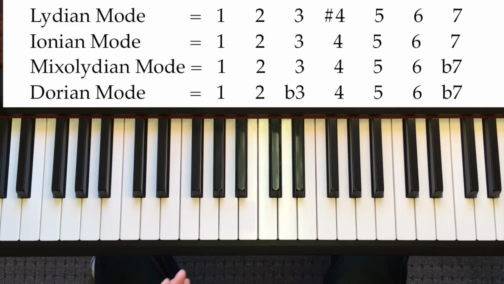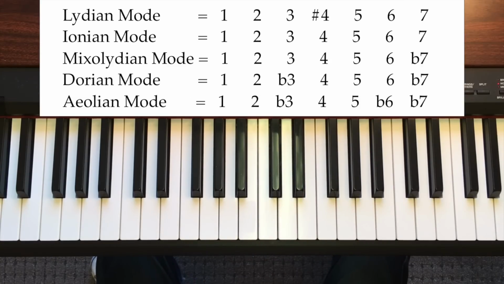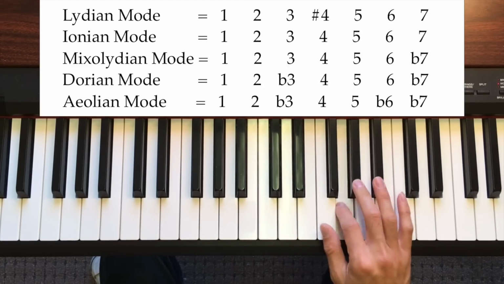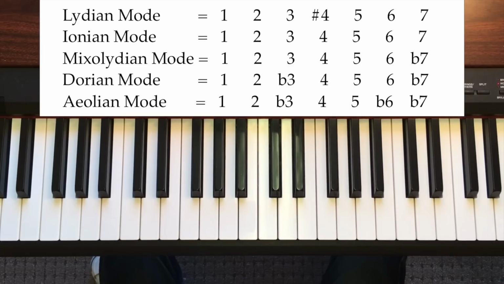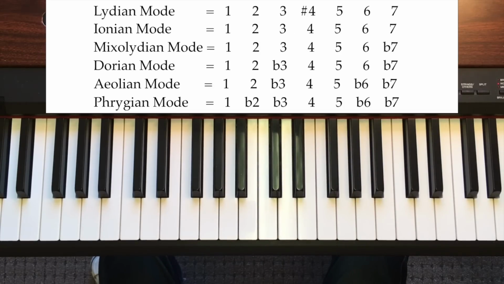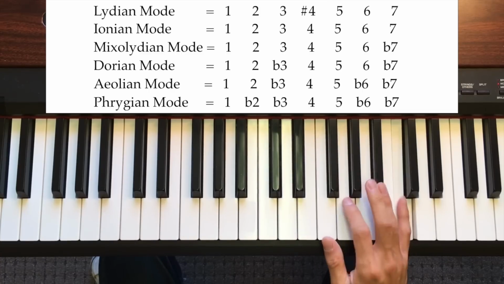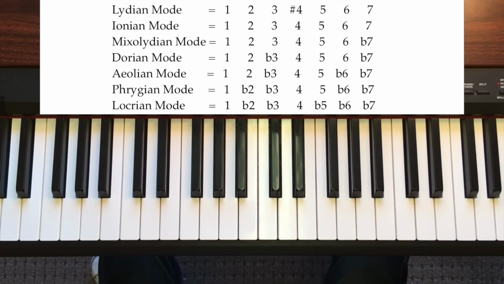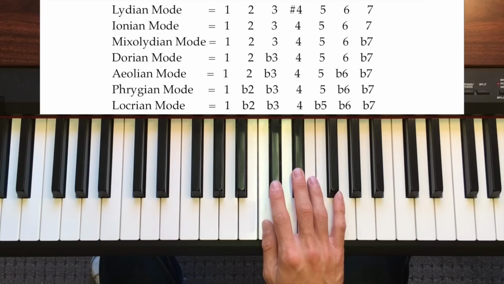The next darkest after that is the Aeolian Mode, and the Aeolian Mode is the same as the minor scale, or the minor key. So in the Aeolian Mode, you're adding a flat 6 now. After the Aeolian Mode, the next darkest is the Phrygian Mode, and there you're going to add the flat 2. And then lastly is the Locrian Mode, and here you're going to add the flat 5.